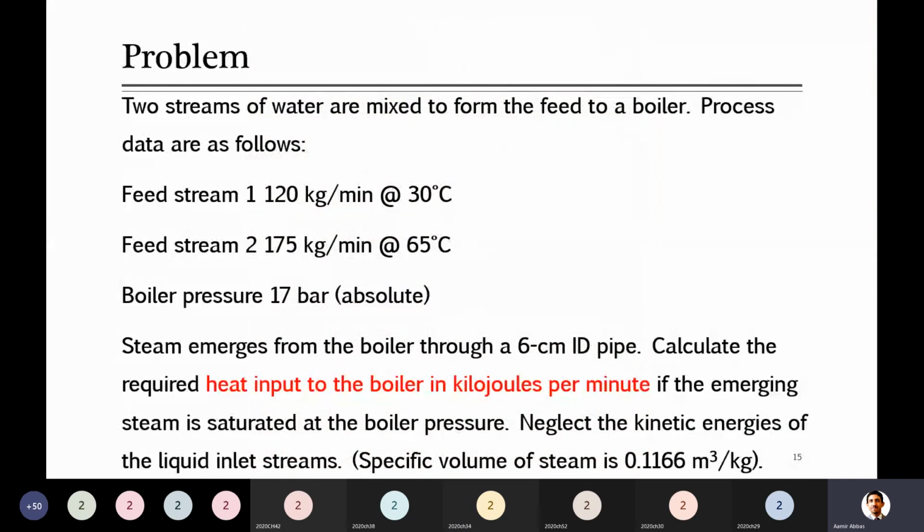So next question, in which we have to apply, I think, the same equation. Two streams of water are mixed to form the feed to a boiler. So what is a boiler? Do you know?